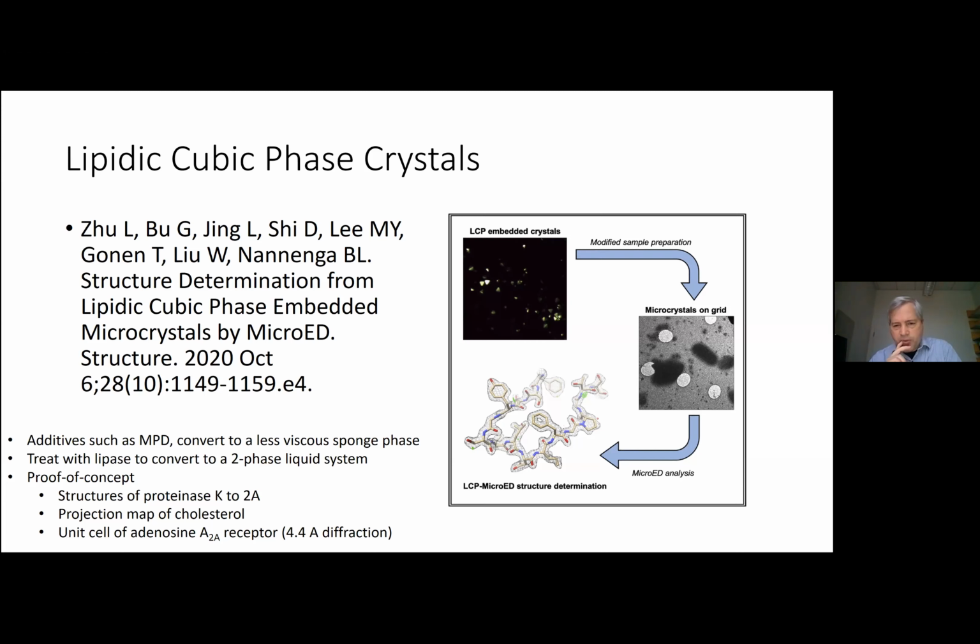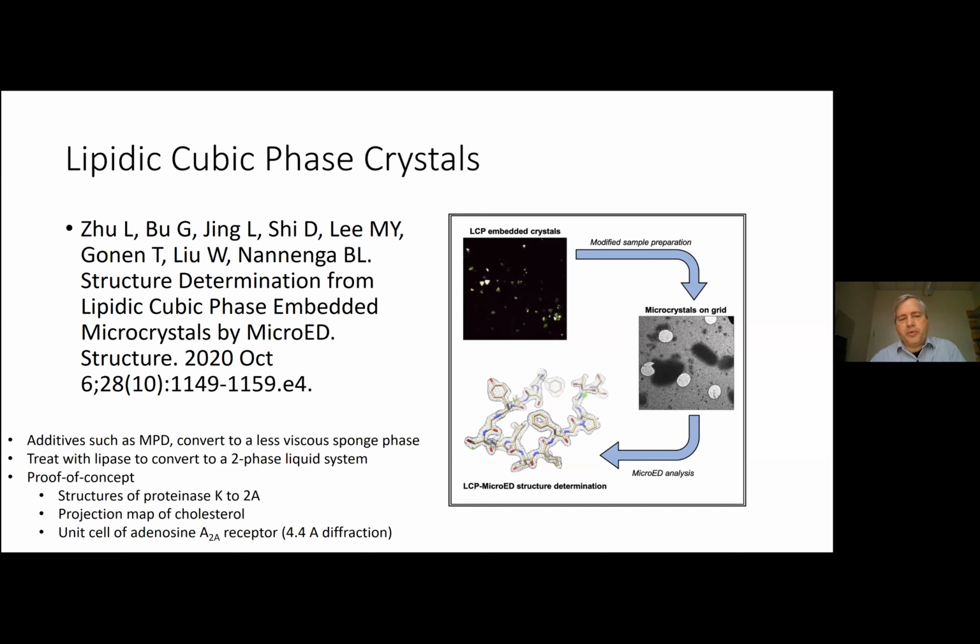The problem with lipidic cubic phase is that it's very viscous, so you can't just put a blob of it on a grid and blot it off with filter paper to get it thin enough to freeze. It's just too viscous.